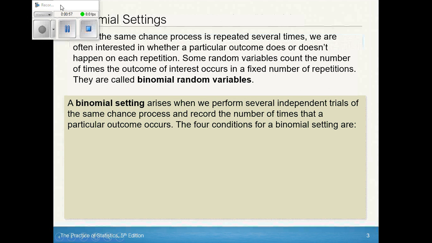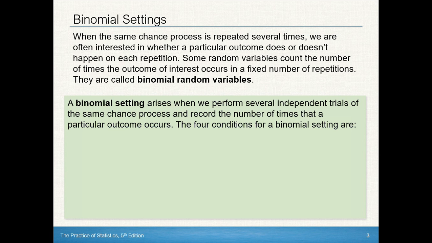Well, a binomial setting, a binomial variable, is when the same chance process repeats several times, and all we're interested in is whether we have a particular outcome or not. Frequently, that outcome is called a success, and a binomial random variable will count how many times that success happened. So more formally, in this green box here, it says a binomial setting arises when we perform several independent trials of the same chance process, and we record the number of times a particular outcome occurs.